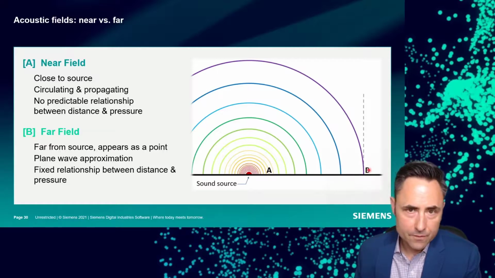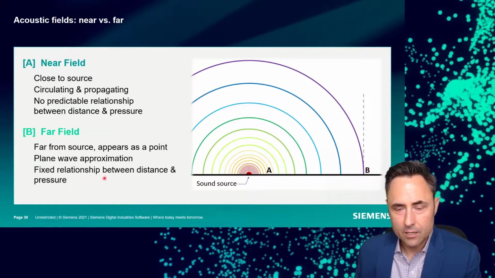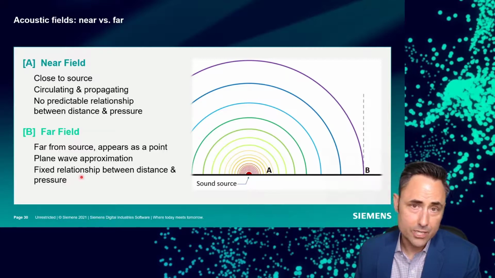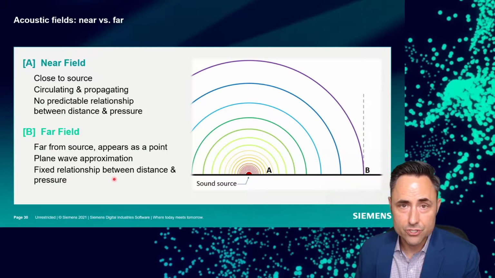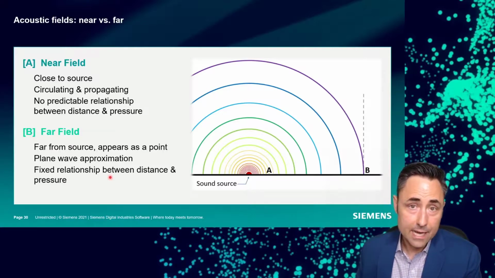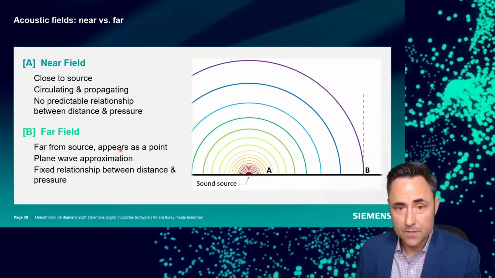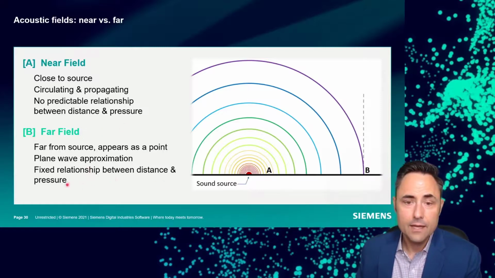Out here in the far field, there is a perfectly fixed and predictable relationship between how far away we are and the pressure we will measure. And this is the law of inverse squares. And this will come up again when we start talking about sound power and sound intensity. Okay, but the far field is defined by this relationship between distance and pressure.